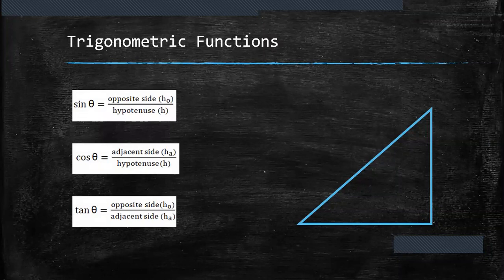Trigonometric functions. We have plenty of trigonometric functions that are defined in a circle. But in this subject, we will only focus on three trigonometric functions, which are sine theta, cosine theta, and tangent theta.